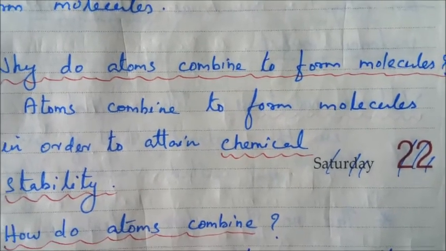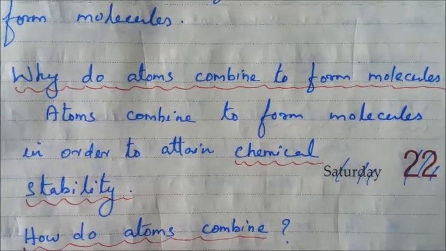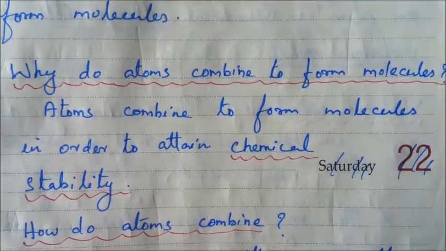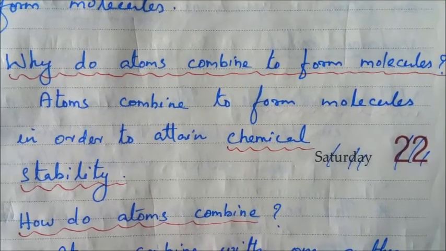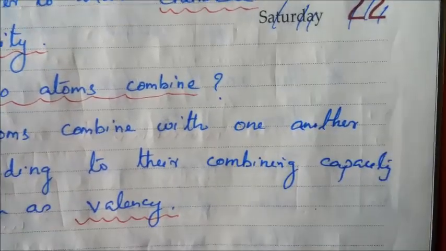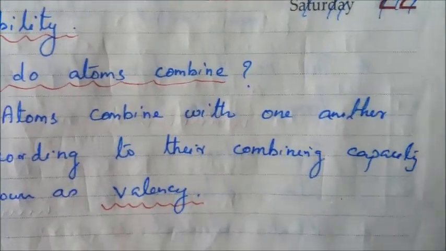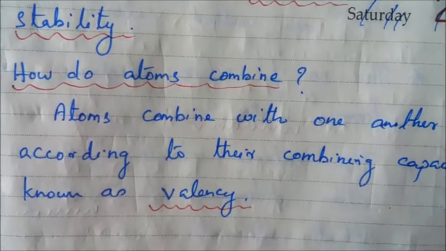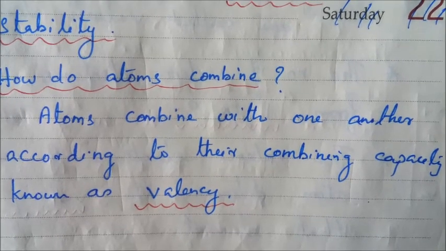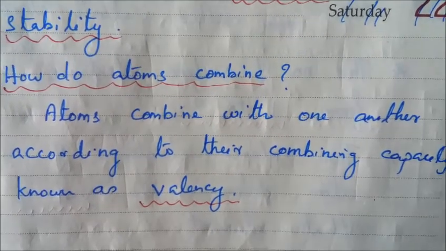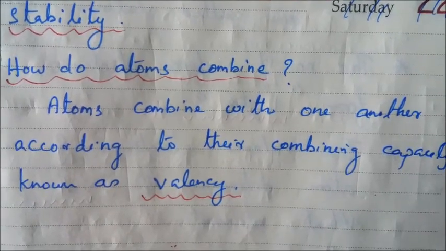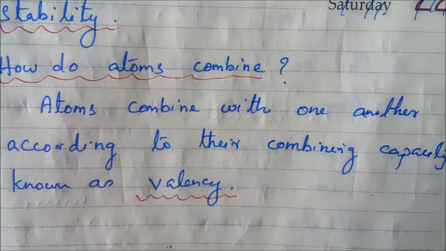During chemical reactions, these atoms combine with other atoms or molecules or compounds to form various products, so they become more stable. That's the cause of chemical reaction. How do atoms combine? Atoms combine with one another according to their combining capacity, known as valency. Here atoms may lose or accept electrons. That's what we call combining capacity, the term valency. Combining capacity of an atom is called its valency.